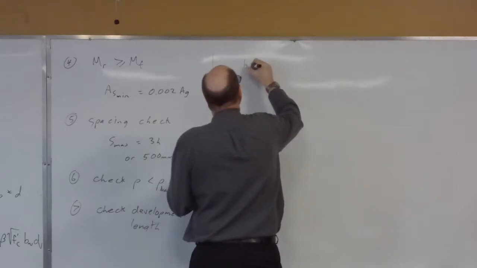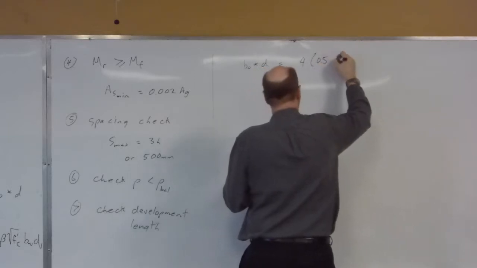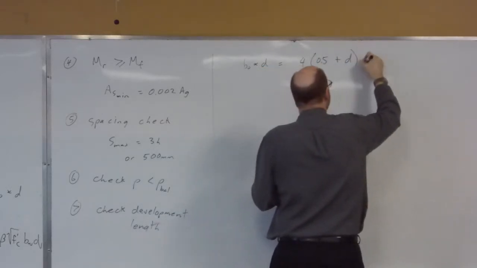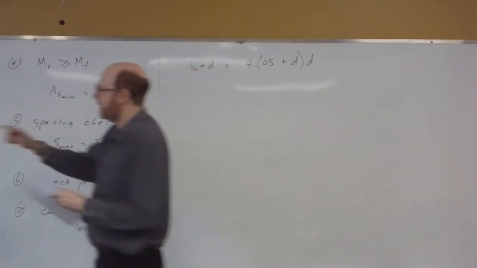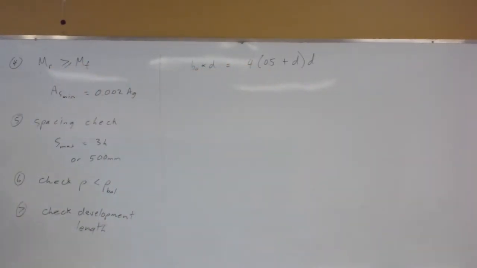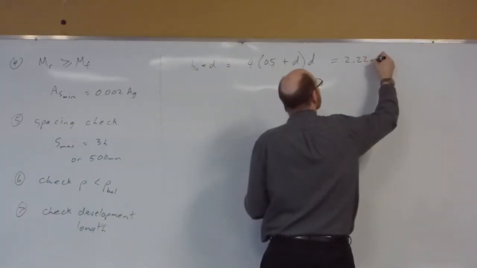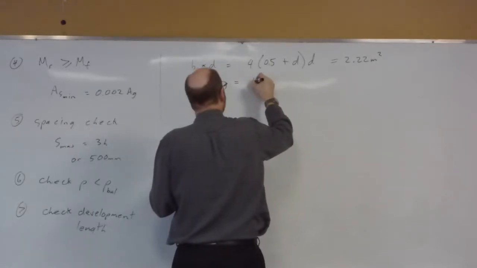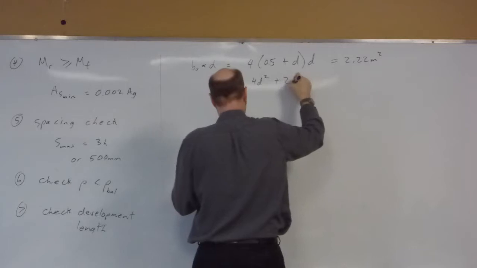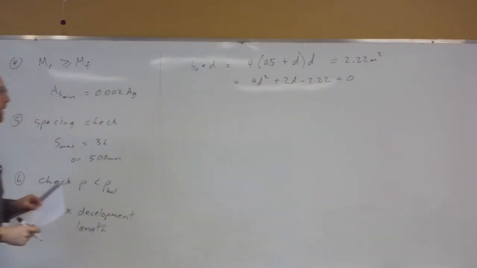So our b0 times d is 4 times 0.5, plugging in a value for t, plus d, times d. And we want to set that term equal to our 2.22 square meters. What that gives us here is an expression, 4d squared plus 2d minus 2.22 is equal to 0. I get a quadratic expression in terms of d.